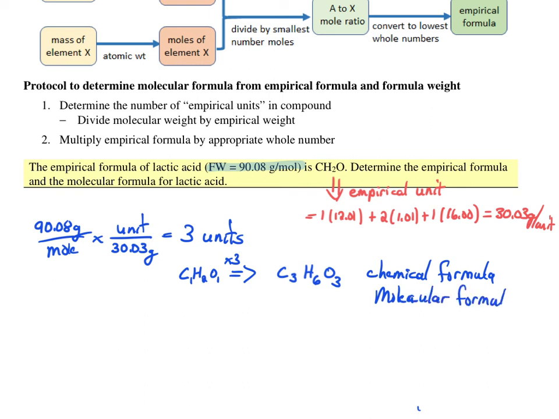Okay, now remember the difference. A molecular formula refers to only covalent compounds, and it tells you the number and type of atoms in one molecule. And the empirical formula is the lowest whole number ratio of atoms.